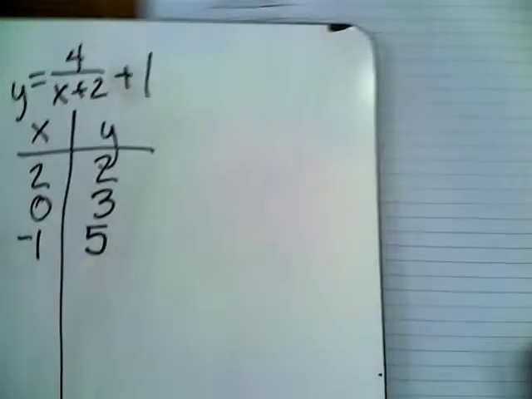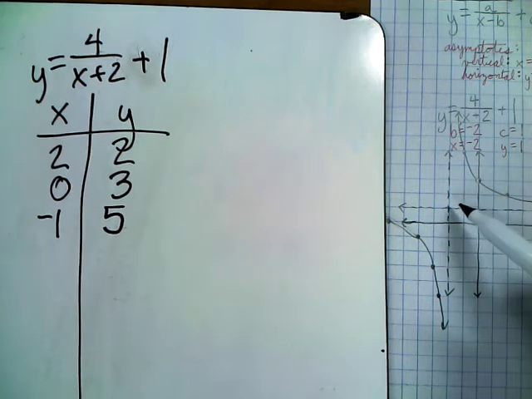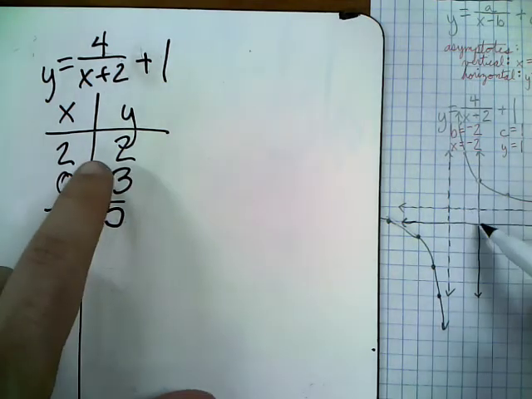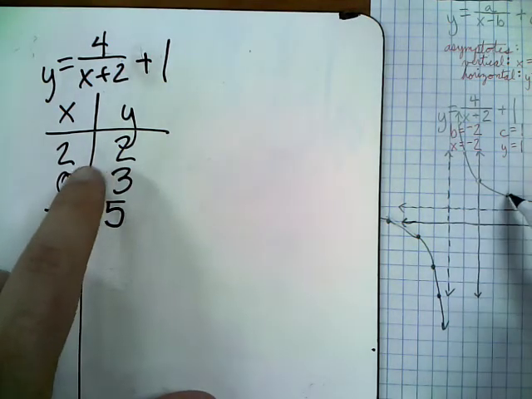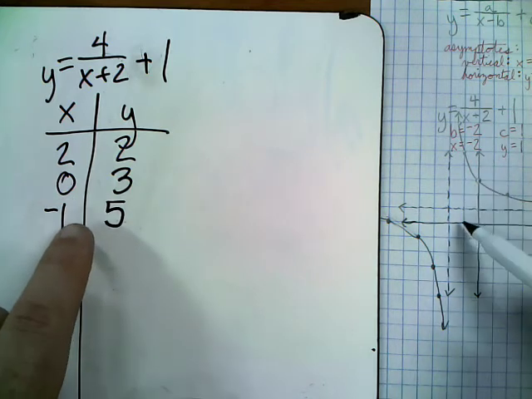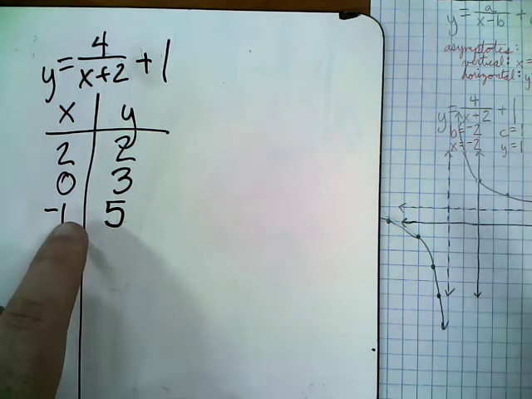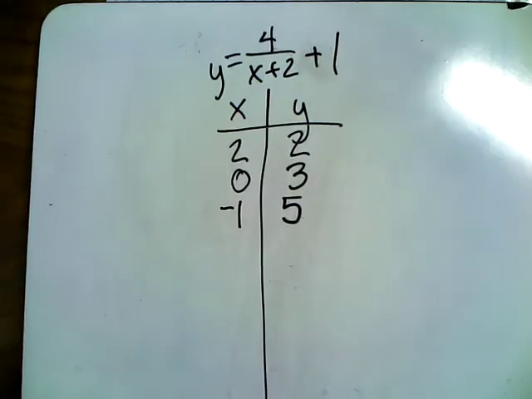So if we match this up then with our graph, sure enough, those pan out, right? We have 2, 2, so 2, 2 was a point. 0, 3 is another point. And then negative 1, 5 is a point as well. So a table of values will work.